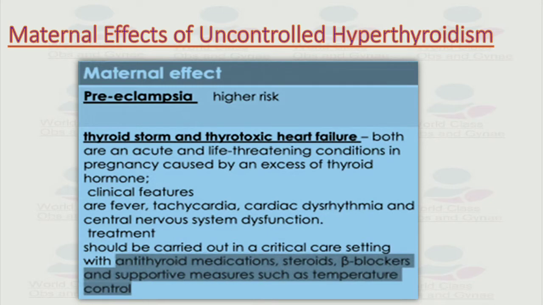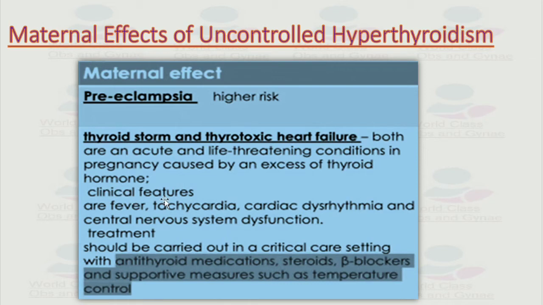Now, maternal effects of uncontrolled hyperthyroidism. Maternal effects include preeclampsia. We have a higher risk of thyroid storm and thyrotoxic heart failure. Both are acute and life-threatening conditions in pregnancy caused by an excess of thyroid hormone.